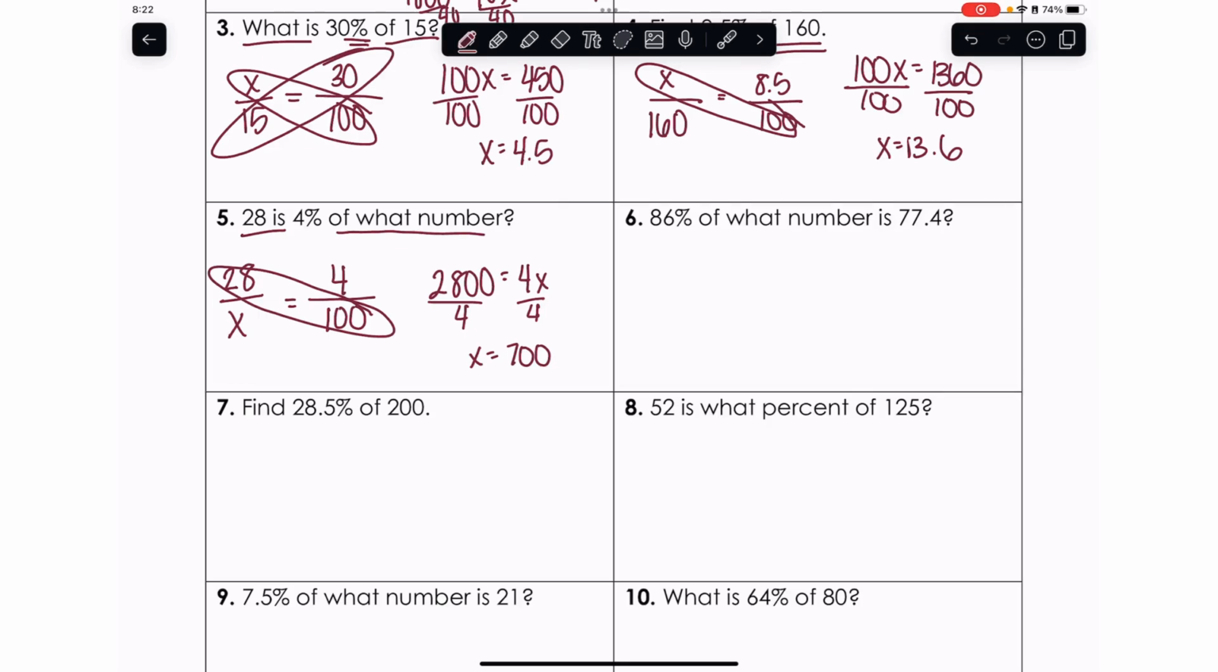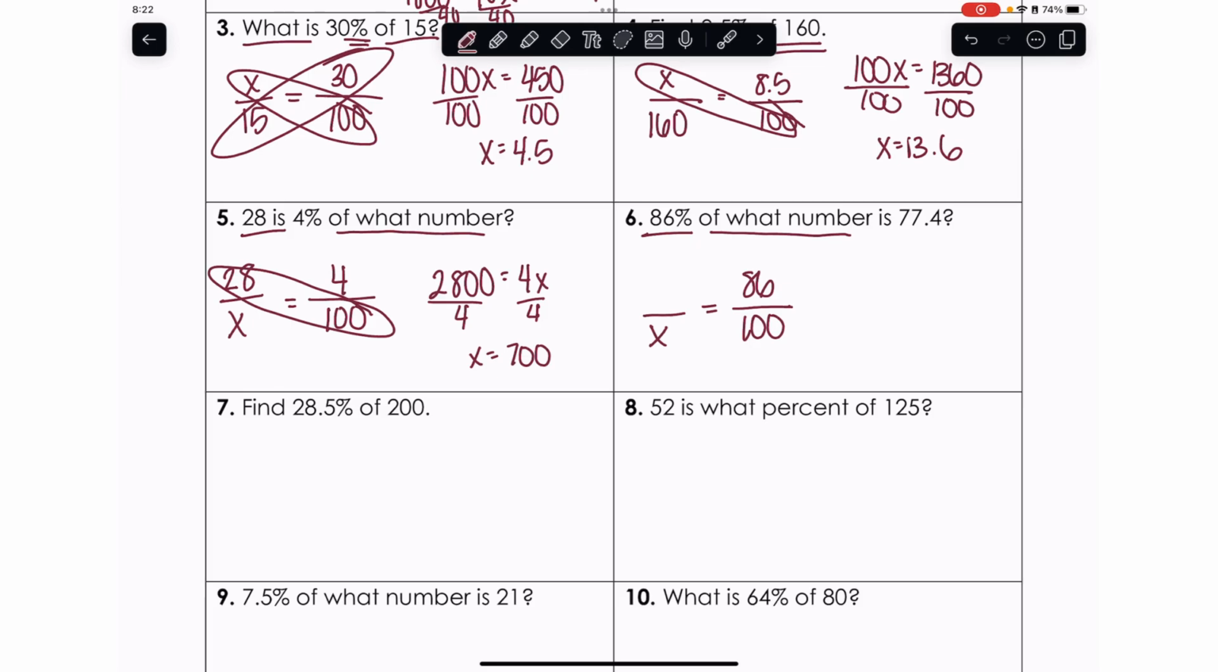Okay, so next one, 86% of what number is 77.4? Again, I see that percent. So I'm going to set up my second proportion as 86 over 100. And then it says of what number? I don't know what number. So I'm putting the X down on the bottom.